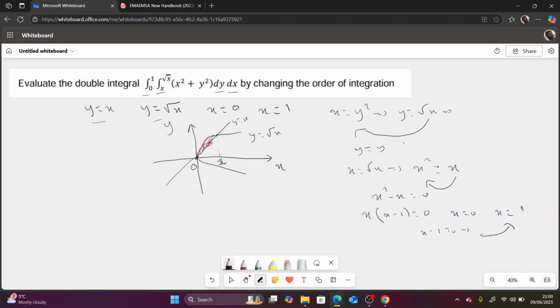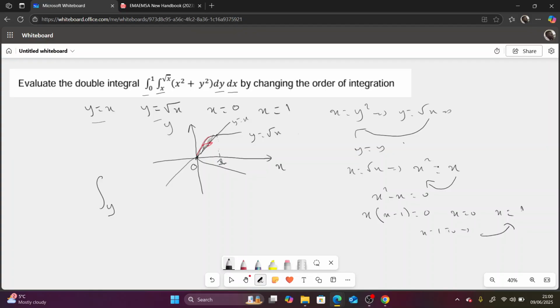If I want to change my order, I will be moving like this, from the function on the left to the function on the right. The function on the left is x equal y squared, and the function on the right is x equal y. Now, how do we deal with that? Because you are going with dx dy, x should be the subject of the formula. What does it mean? The function on your left will be your lower limit. So it's going to start by what? Y.